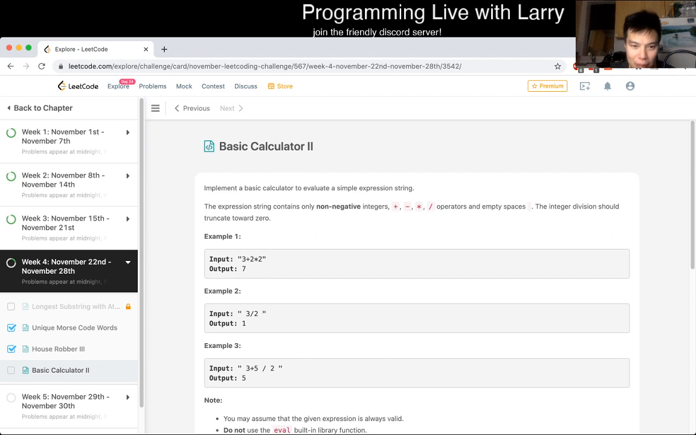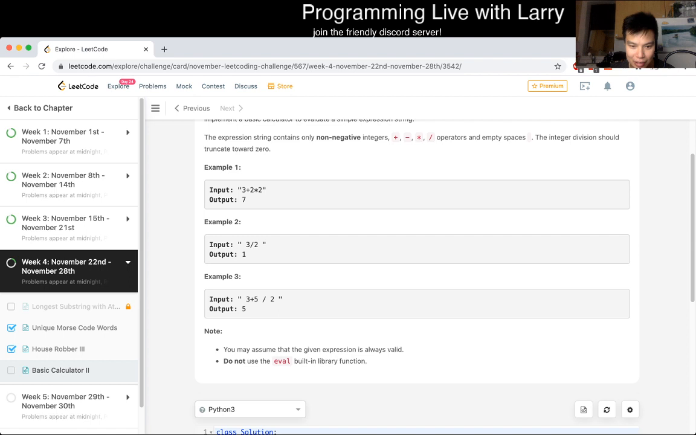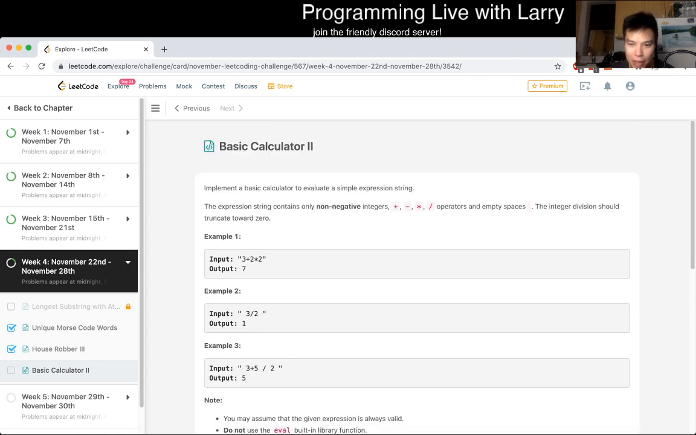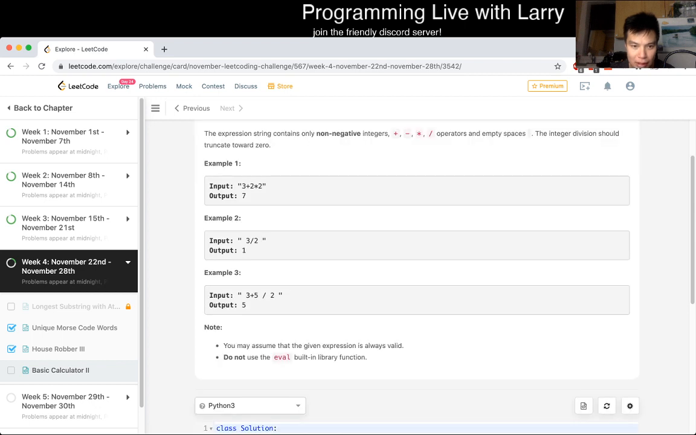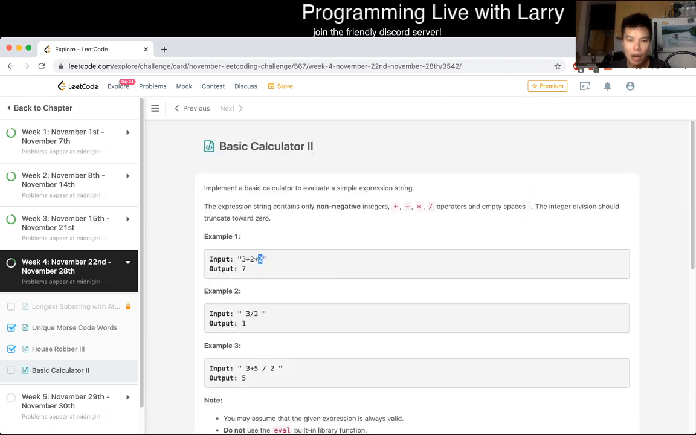Basic Calculator 2. Implement a basic calculator to evaluate a string expression with plus, minus, multiplication, division, and empty spaces. Is there order of operation stuff? I was just going to say you could actually do a UL, but okay. Let me see. This would be 7, right? Because this is 4 plus that. Otherwise, if you don't do order of operation, it'll be 5 times 2. That'll be 10. Okay.